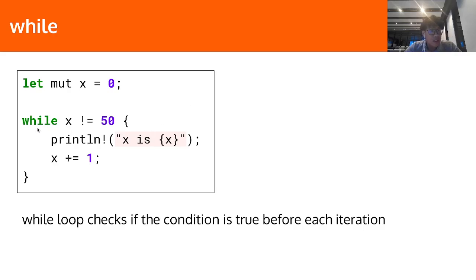Next, we have an example of the while loop. For example, here in the while loop, the condition that the while statement checks before it enters the body of the loop is that x does not equal 50, and in the body of the loop we update it by increasing x by 1 each time.